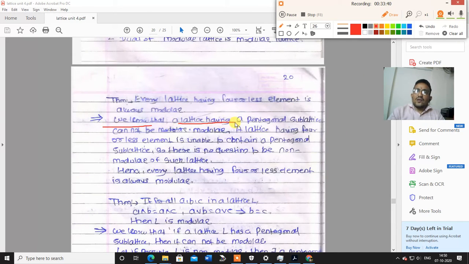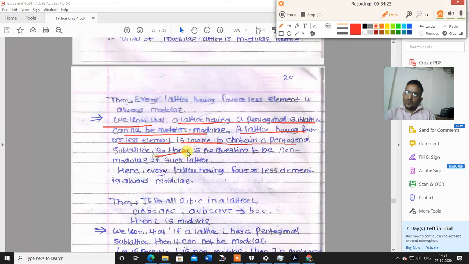We know that a lattice having a pentagonal sublattice cannot be a modular lattice. आपण मागच्या example मध्ये बघितलं की एखाद्या lattice ला जर pentagonal sublattice असेल then this lattice cannot be a modular lattice. Therefore we can say that a lattice having 4 or less elements is unable to contain a pentagonal sublattice. म्हणजे 4 किंवा त्यापेक्षा कमी element असलेल्या lattice ला pentagonal sublattice राहू शकत नाही.